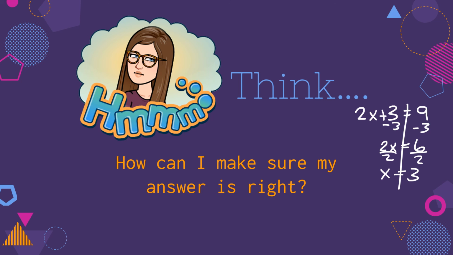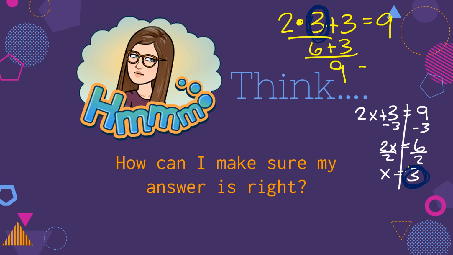So if I want to make sure that this 3 is right, what I can do is I can rewrite the problem, but instead of x, put the 3 in, right? So I'm taking this 3 and I'm putting it in for x. See how I just replaced it? Well, let's check our work here. 2 times 3 is 6. 6 plus 3 is 9. 9 equals 9. It'll work out. If it's the correct answer and you plug it in, you should get an equivalent value.